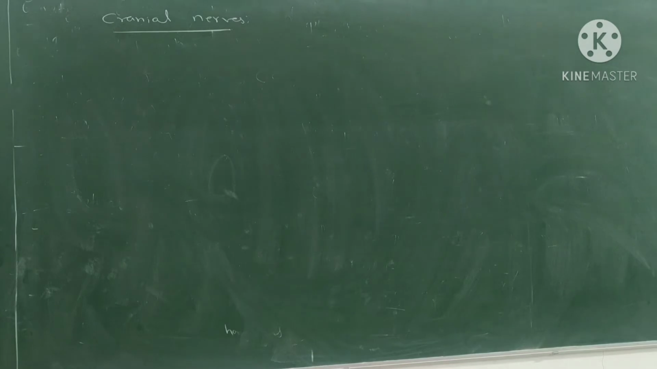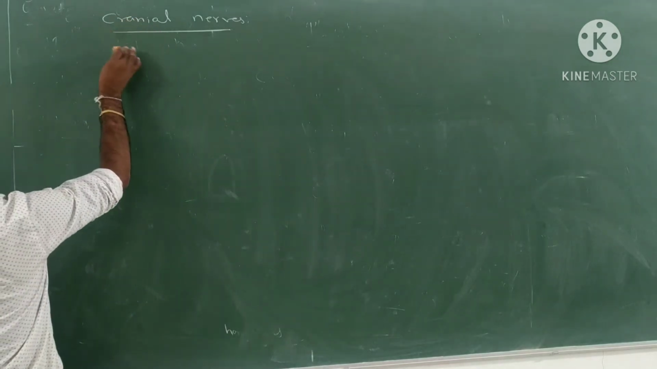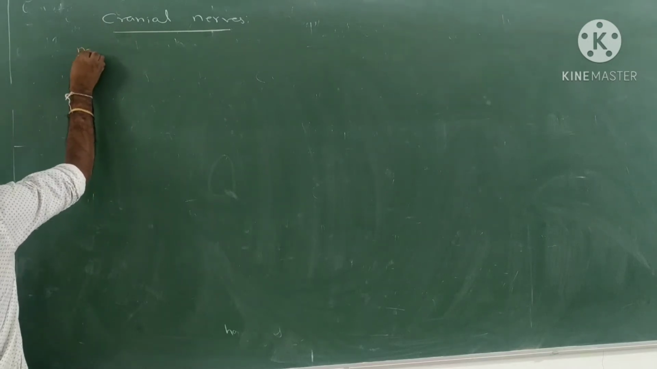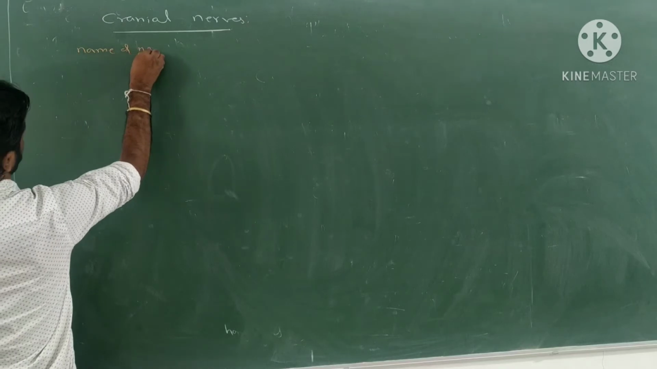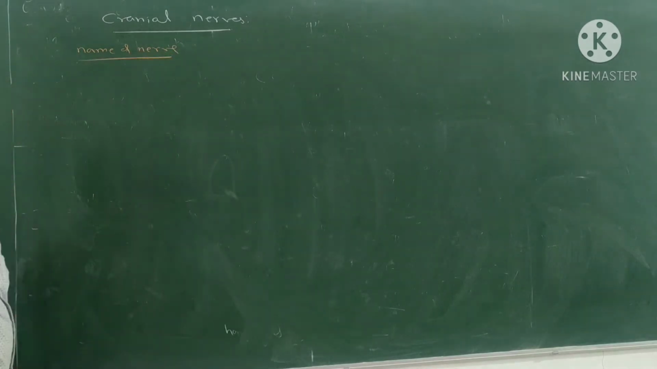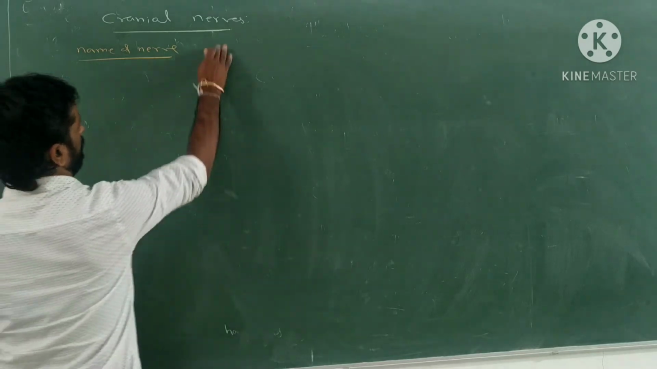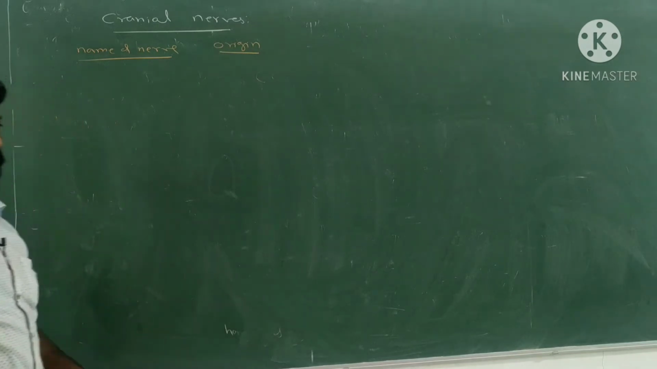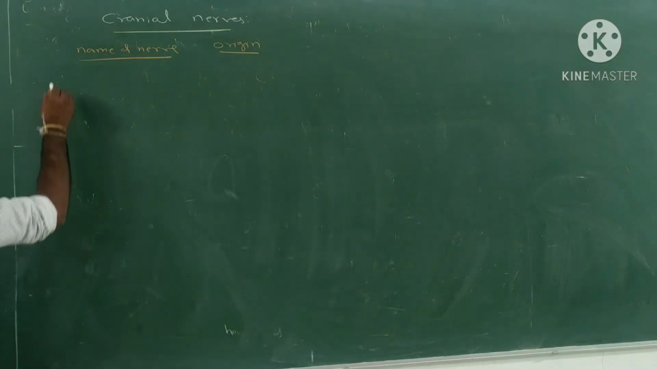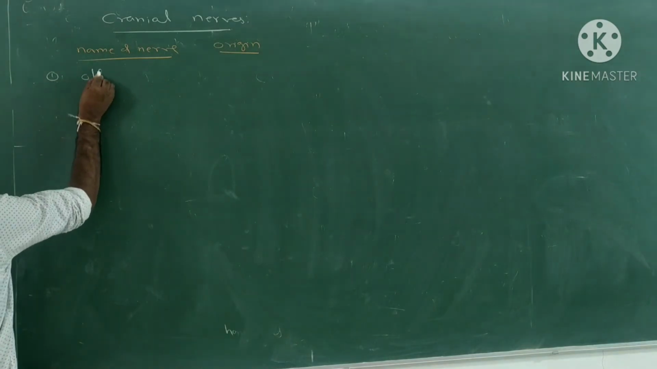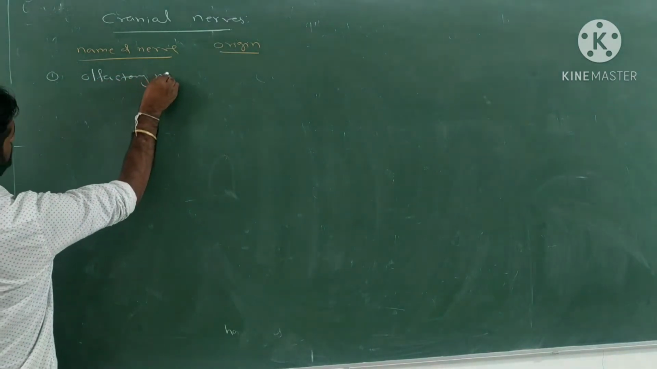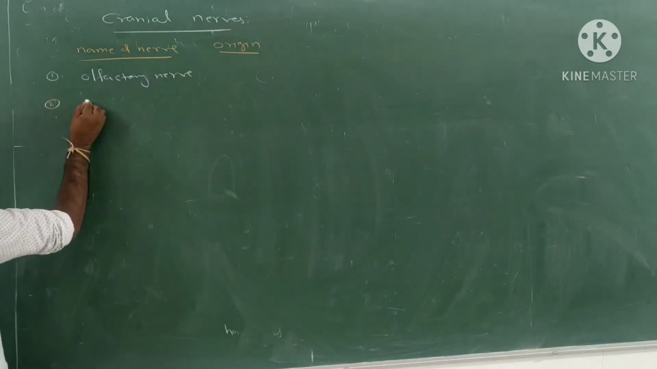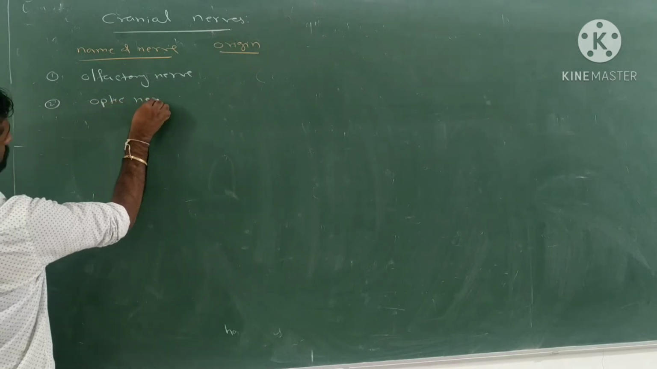So there are 12 pairs of cranial nerves among amniotes and human beings. They are as follows: the name of the nerve, and where they originate or are present. The first one is the olfactory nerve. After the olfactory nerve, the next one is the optic nerve.